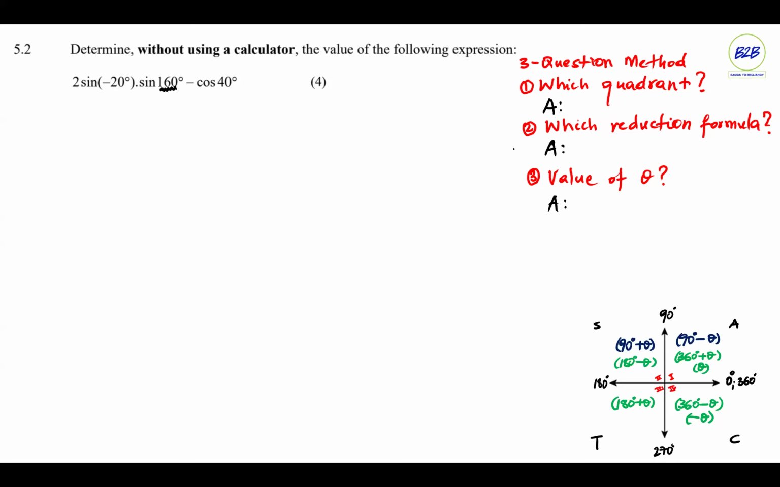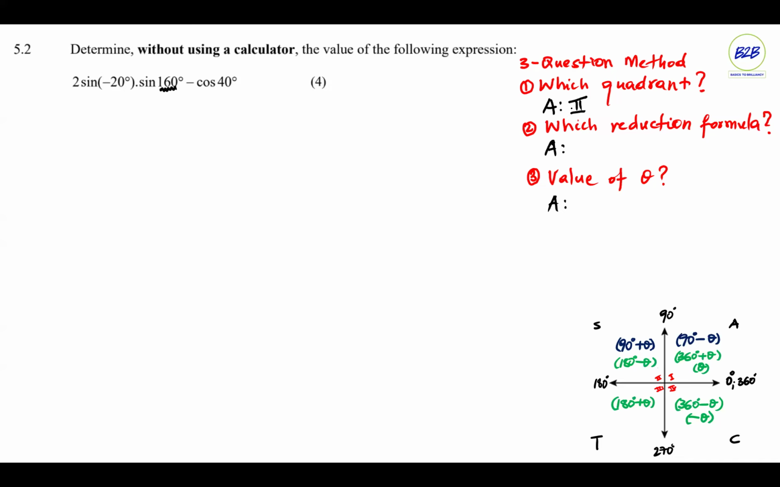We're going to ask ourselves, for example, in 160 degrees, 160 degrees is on which quadrant within the cast diagram? And 160 degrees is in the second quadrant. So we will then write here that as the answer. So 160 degrees is in the second quadrant.